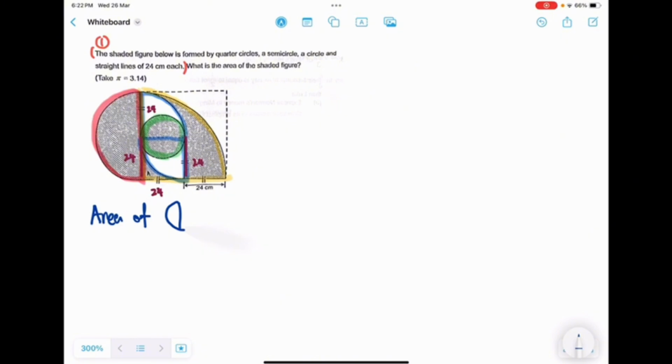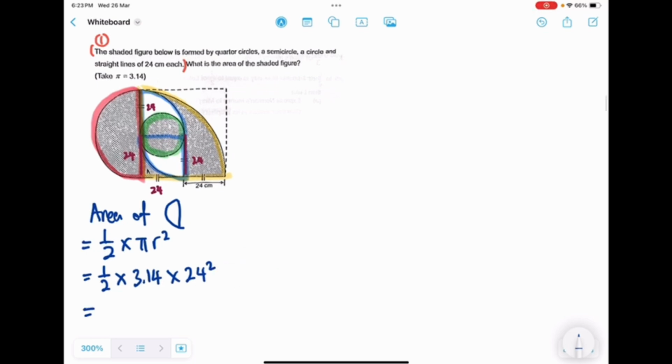Alright, the area of my semicircle, and I know the formula for area of semicircle is half times pi r square. Substituting the values in, I have half times 3.14 according to the question times the radius of my semicircle, which is 24 square. Keying this into my calculator, what I get is 904.32 cm square.